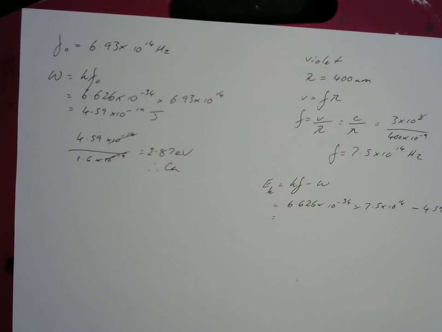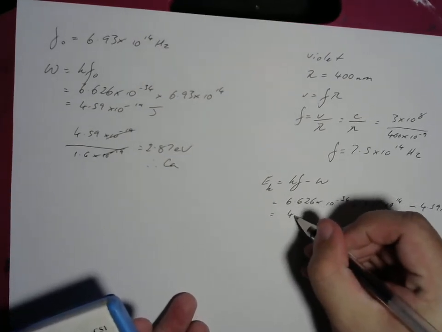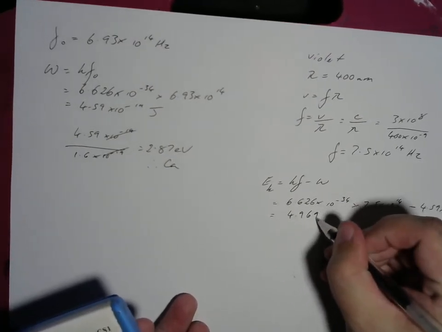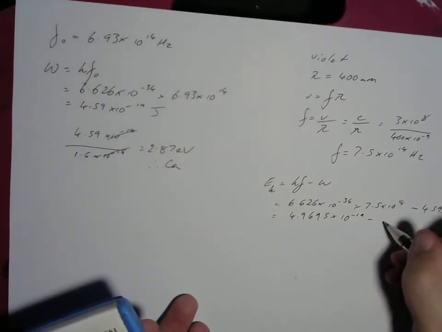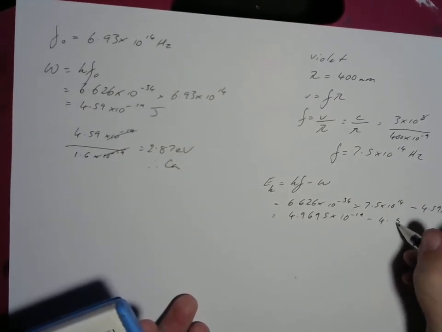It is always good to check your math a little bit mentally and have an idea of what's a reasonable answer. Okay, so this bit over here is 4.9695 times 10 to the negative 19. Take away 4.59 times 10 to the negative 19.